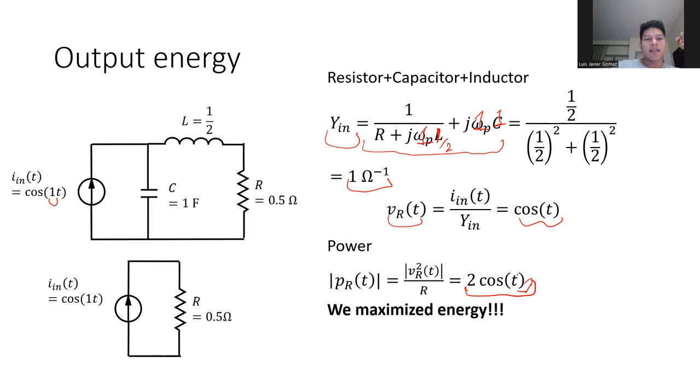And so from the perspective of the resistor, if the circuit is operating at resonance, this circuit and this circuit deliver the same amount of power. And so that's kind of the relevance of it, that you maximize how much you deliver to your load. So that's kind of the main significance of it.